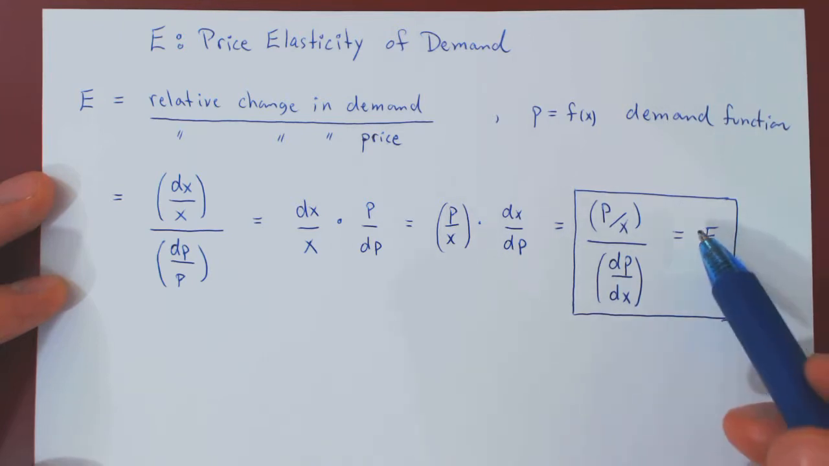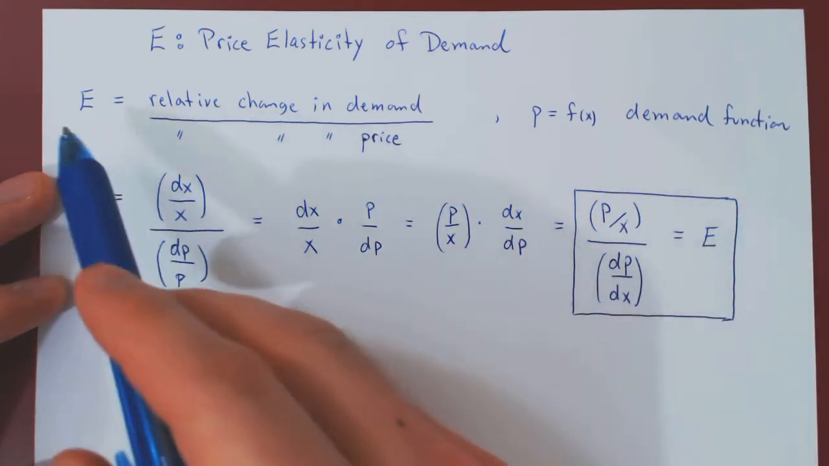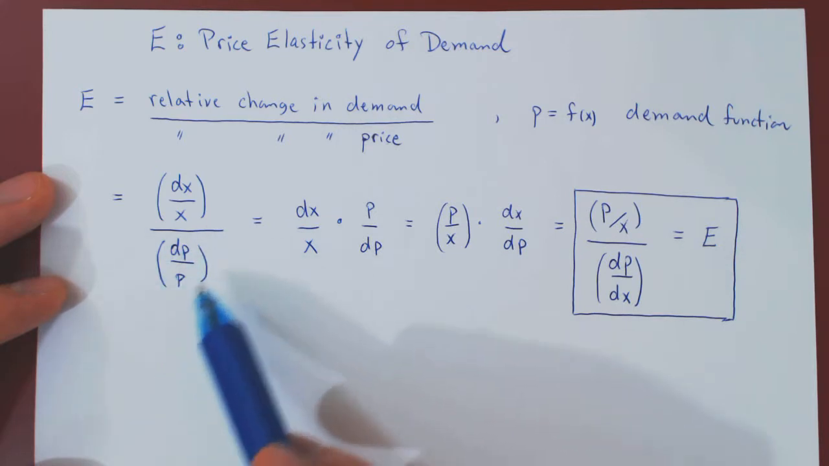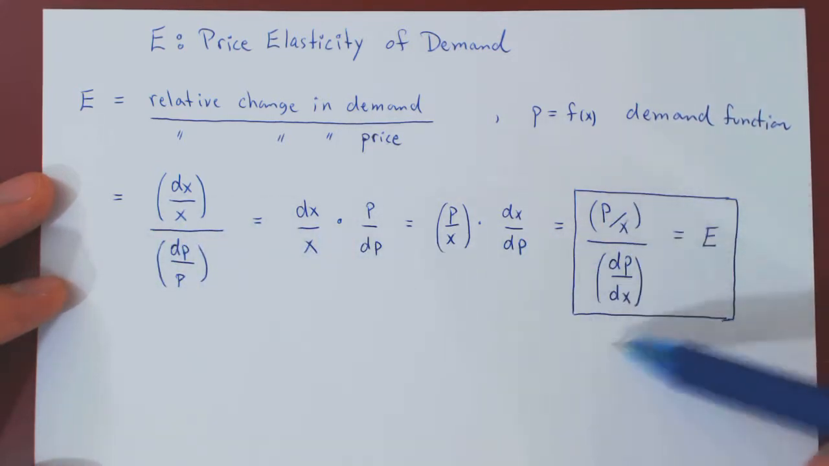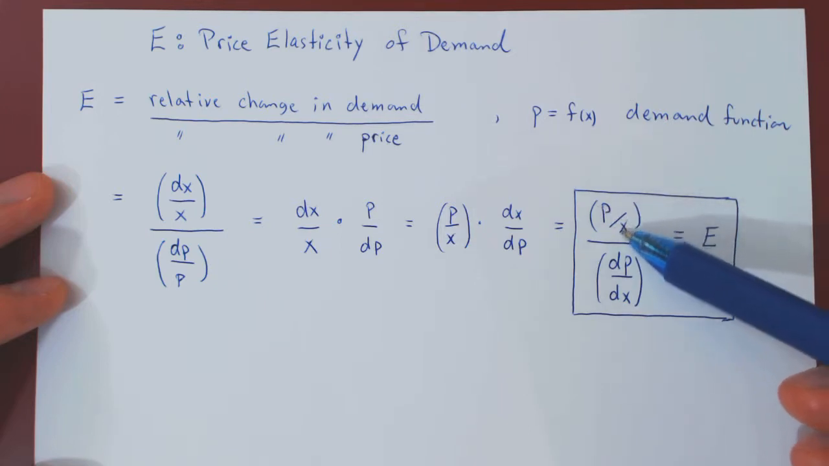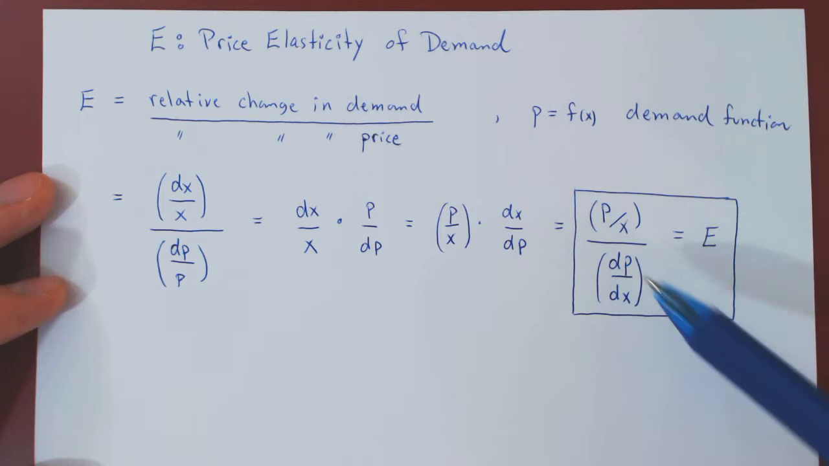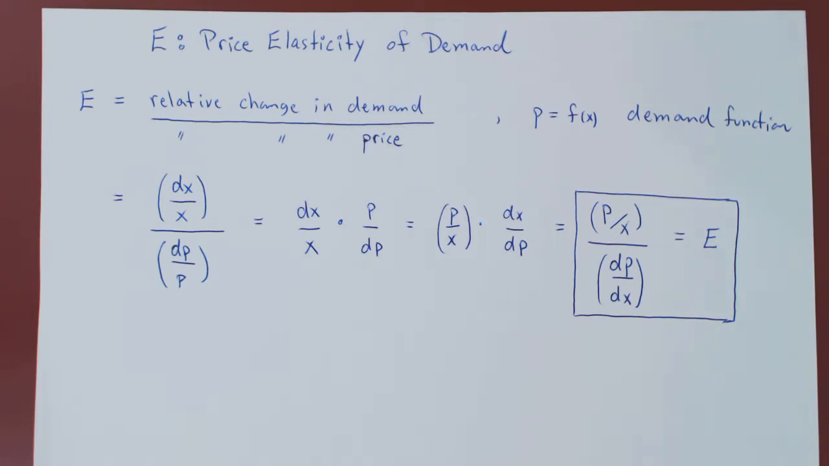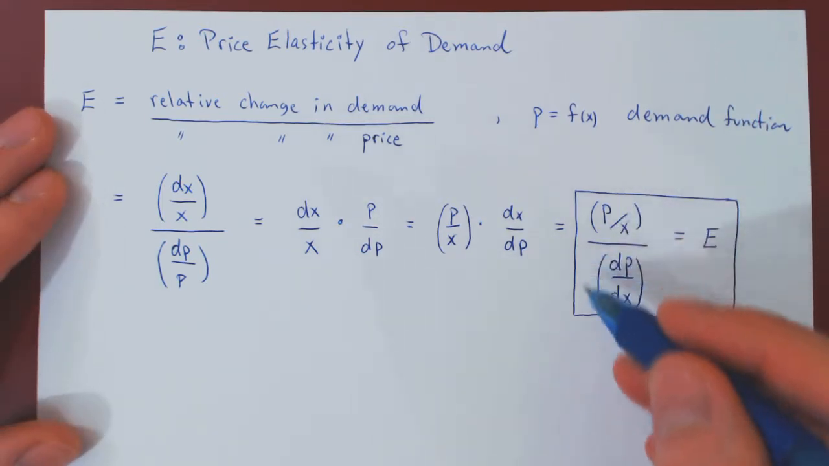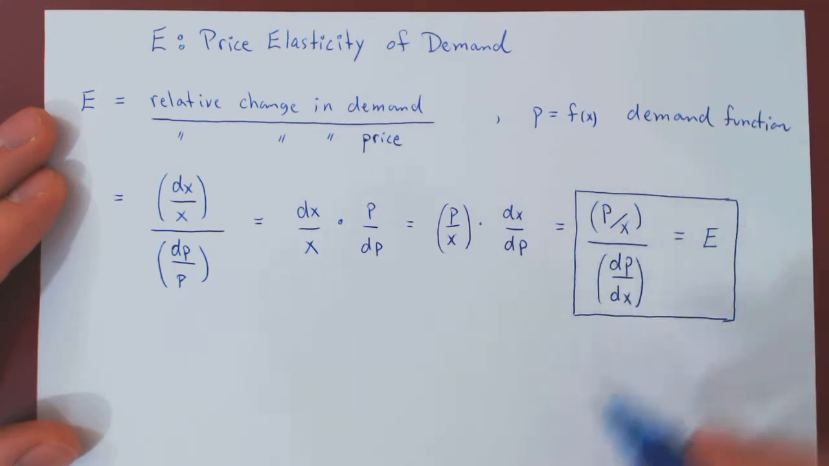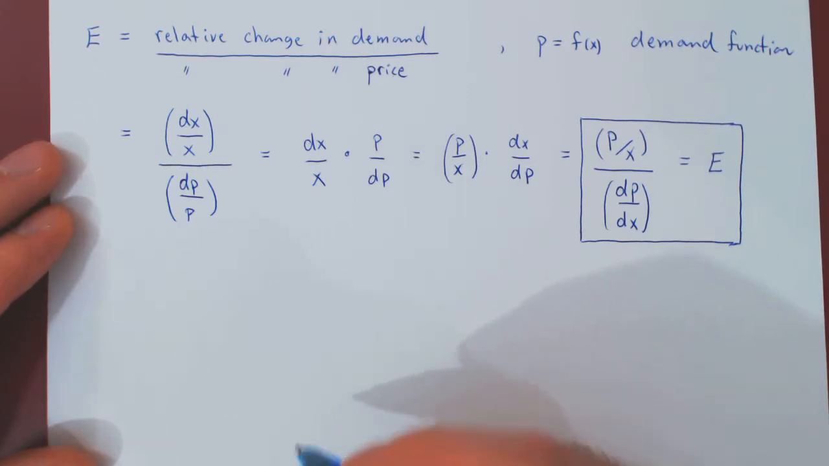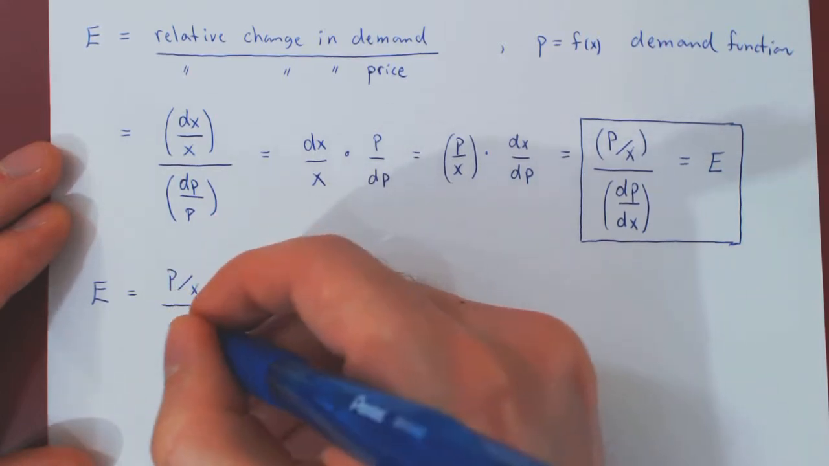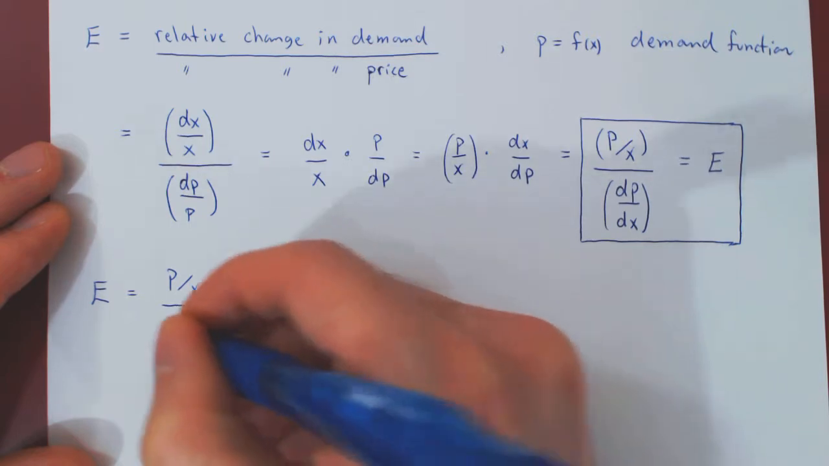By definition, and this is again more intuitive, price elasticity of demand is the relative change in demand over the relative change in price. But when you calculate it, you use this form, the ratio of the price over x over the derivative of the demand function, dp over dx. Let's look at a key property of this function as a function of x. So E is p over x all over the derivative of the demand function with respect to x.